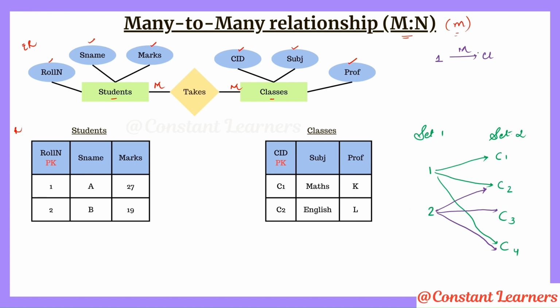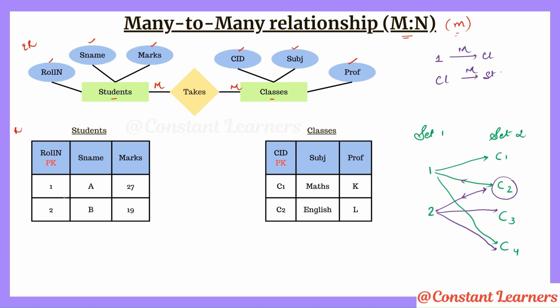So here we are getting a one-to-many relationship. But if we look at the reverse of this, one class is being taken by multiple students, right? So one class is being taken by many students. So both ways we are getting many-to-many relationship. Many students are taking many classes, right? Because every student is taking many classes and the same class is being taken by many students. So in both the directions, we are getting many-to-many relationship.